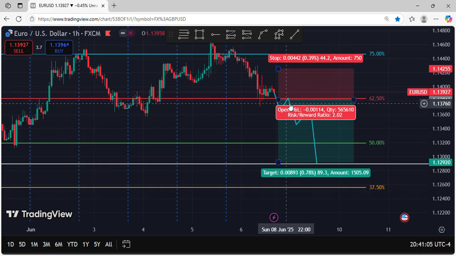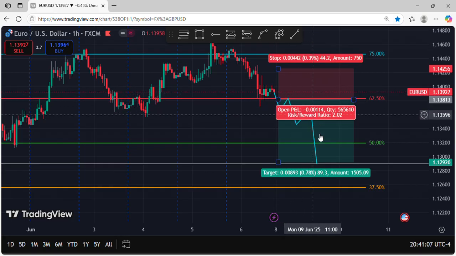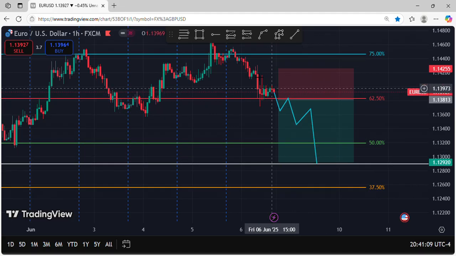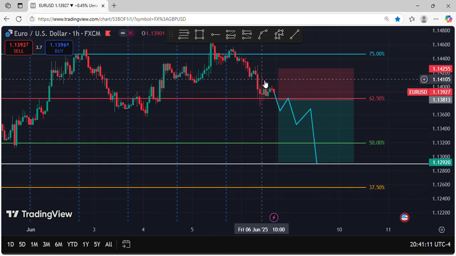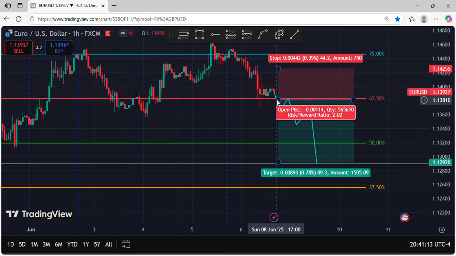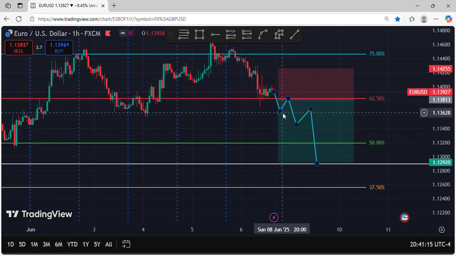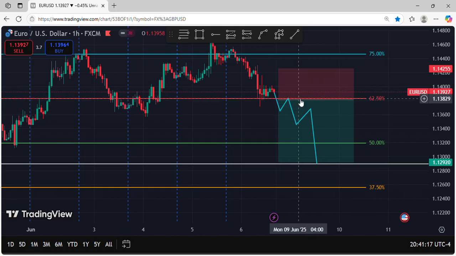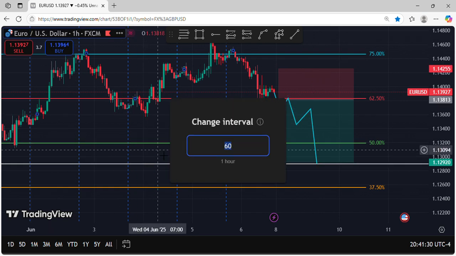So this, that, and then we can anticipate that price will move. So we are rejecting from this fair value gap. I want to see us break this low, which will give me confirmation that we have a higher chance of trading downwards, and then we can take advantage of this trade.